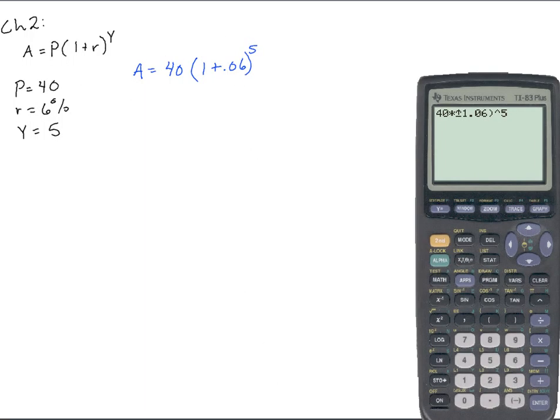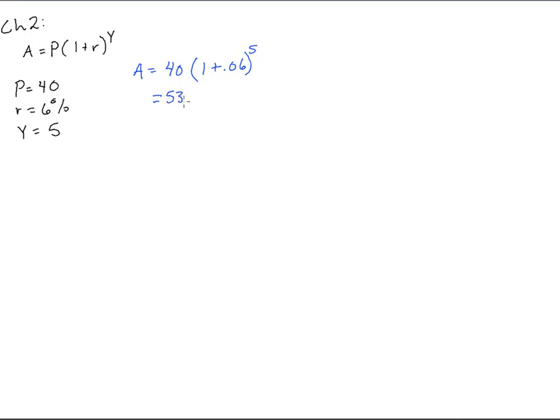And we got out our calculator and we said, hey, let's punch that in. 40 times 1.06 all to the 5th power, and we hit enter and we're like, ooh, $53.53. So we have $53.53. And what has really happened here is on a timeline like this.